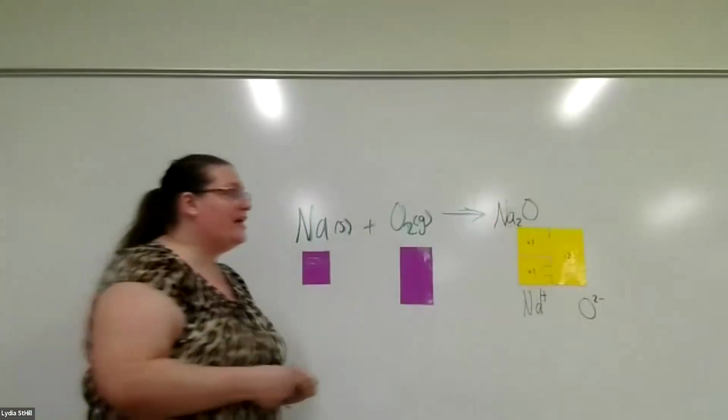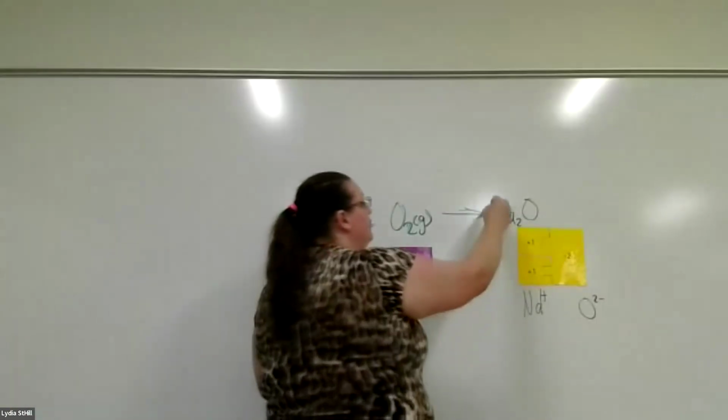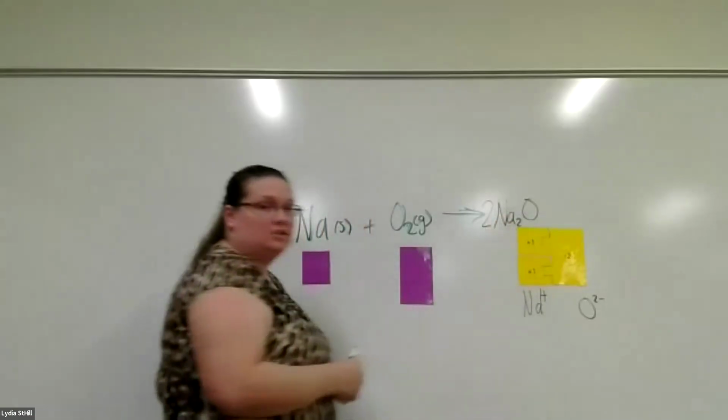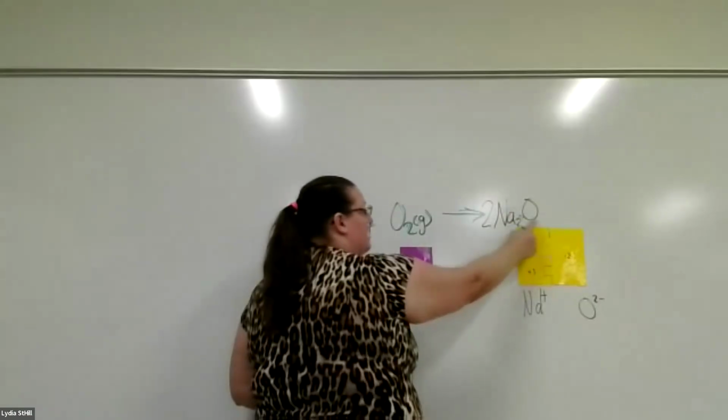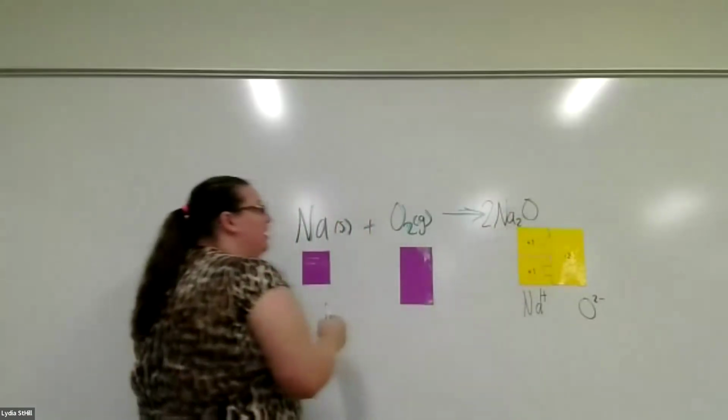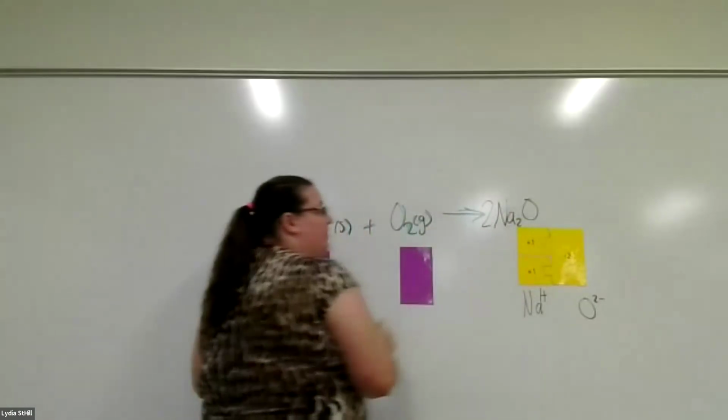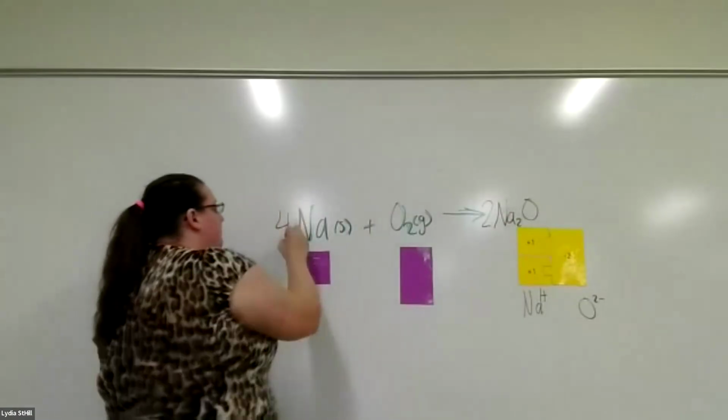And so we know for a fact we're going to have to put at least a 2 here in order to get those oxygens balanced. And so now my oxygen is 2. My oxygen is 2 times 1, which is 2. But that also means I now have 4 Na.